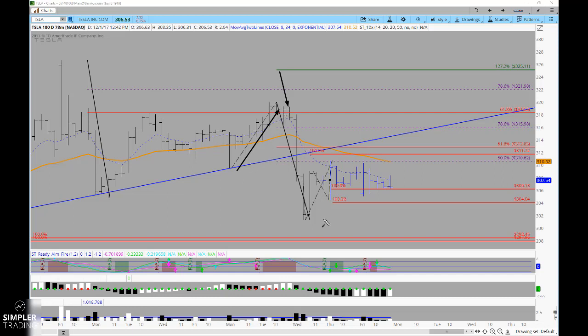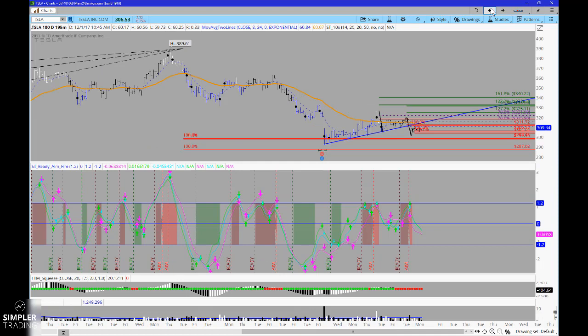Comparing this rally to the rally that we've seen here, you can see that this starts to create an area of resistance around 311 to 312. So in this zone, we've been working to accumulate our short positions, and now what we need to see is that these larger time frame squeezes can follow through to the downside.